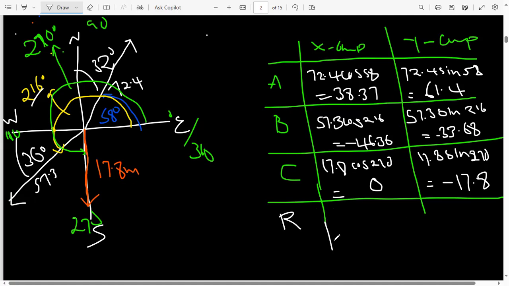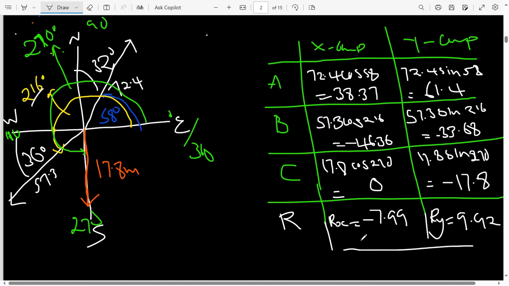So we can find our R here. For Rx, we just add all these that we can see. If I add them, 38.37 plus minus 46.36, I'm getting minus 7.99. Then on the other part, what is my Ry? If I punch this into my calculator, I'm getting 9.92.